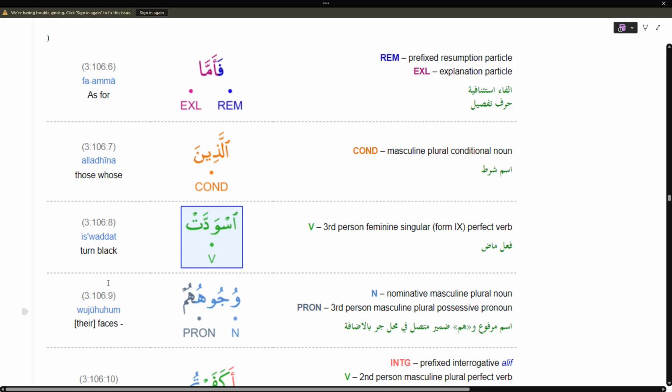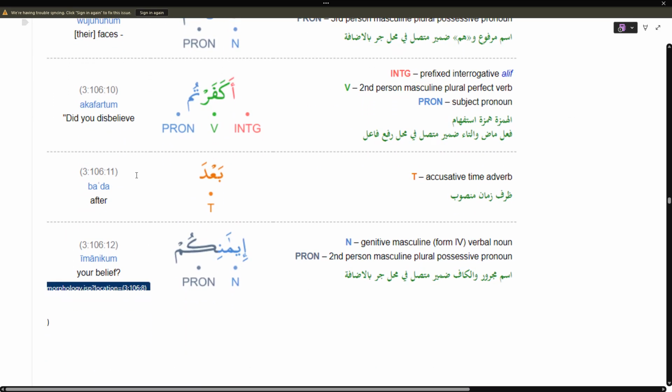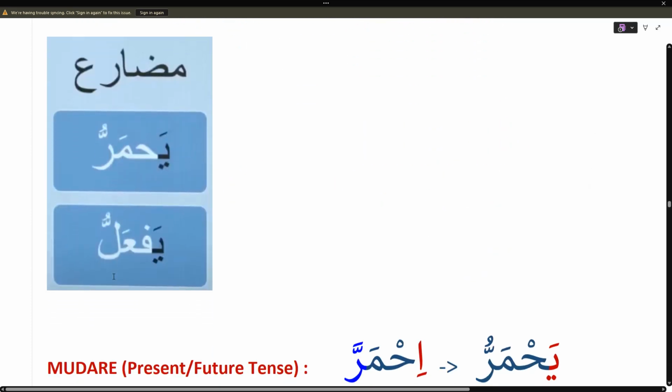فَأَمَّا الَّذِينَ سُوَدَّتْ وُجُوهُهُمْ. As for those whose faces turn black. Iswaddat, this is third person feminine singular here. أَكَفَرْتُمْ بَعْدَ إِيمَانِكُمْ. Did you disbelieve after your belief? Allahumma la taj'alna minhum. May Allah not make us among them, Ya Rabb. Ameen. And the mudari is going to be in the yaf'allu pattern.